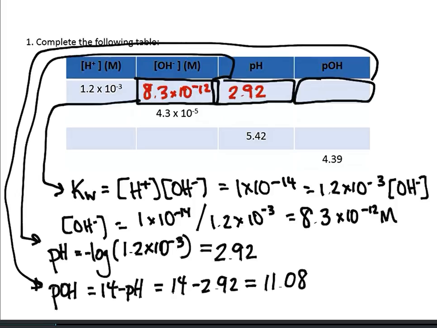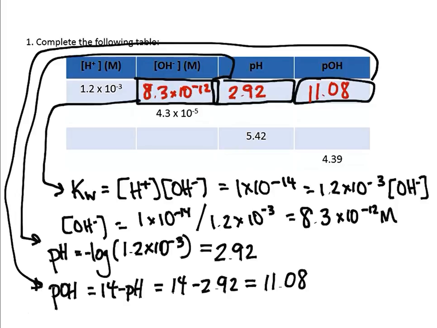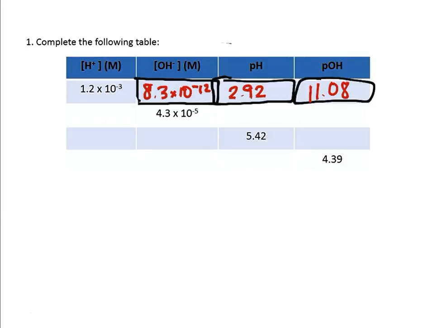Another way to do this problem is that pOH is the negative log of the hydroxide ion concentration, which is here 8.3 times 10 to the minus 12. Solving it that way should give you the same exact answer. And the same sig figs.